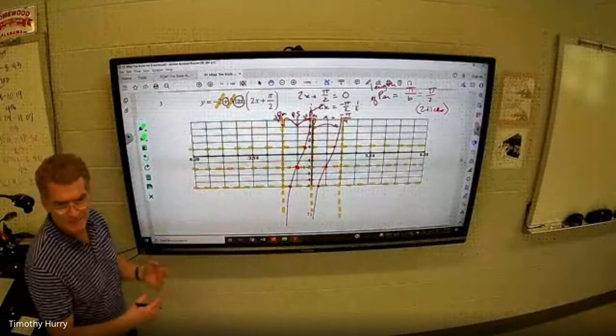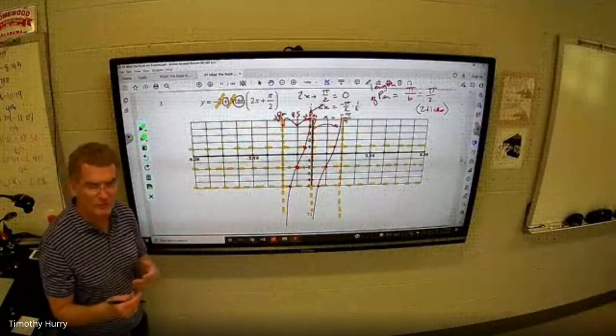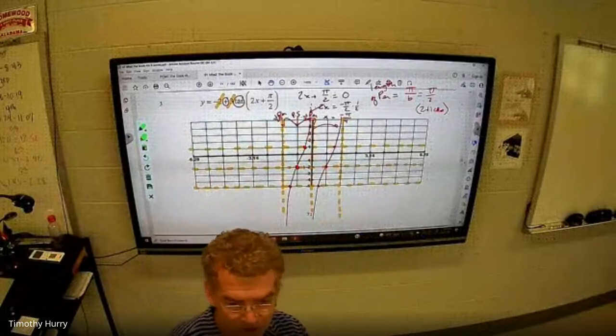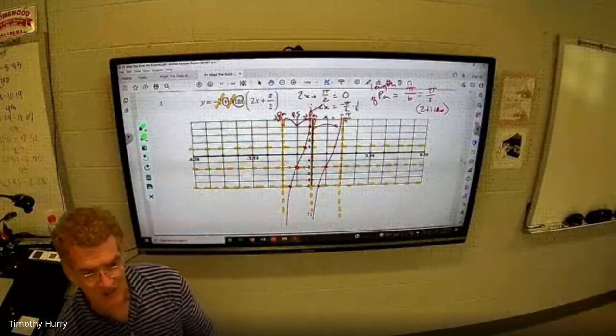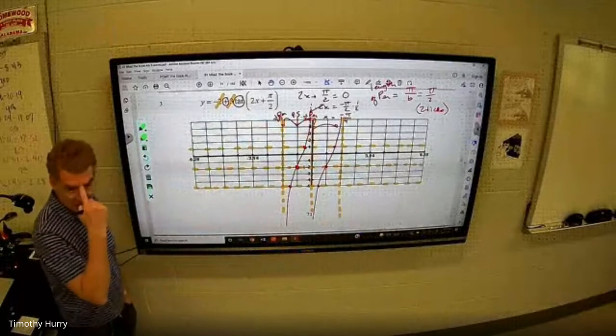Not too bad. So building off what you already know, I don't think it's horrible, but you do have to remember tangent and cotangent have different periods from all the others, and tangent's phase shift works differently. Those are the things you have to kind of lock in your head.